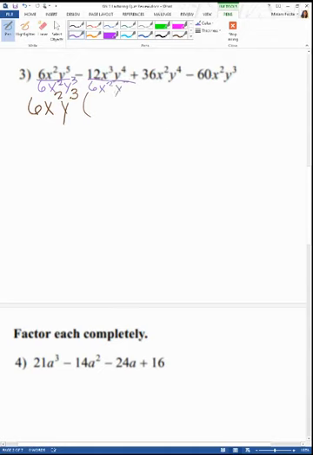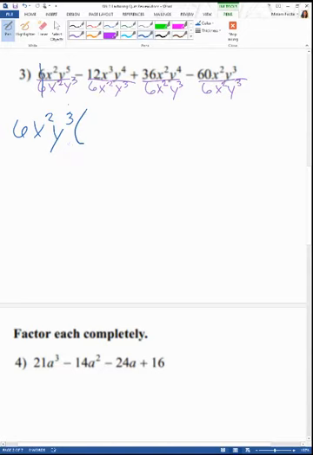6x squared, y cubed. 6x squared, y cubed. 6x squared, y cubed. I try to line them up so it's a little bit easier to keep track of it. Okay, I'm going to move this down. That's too crowded. And I'm going to change colors. All right, so 6x squared, y cubed.